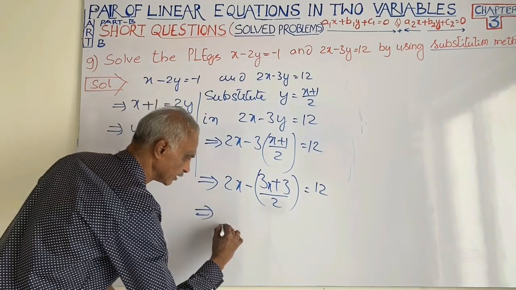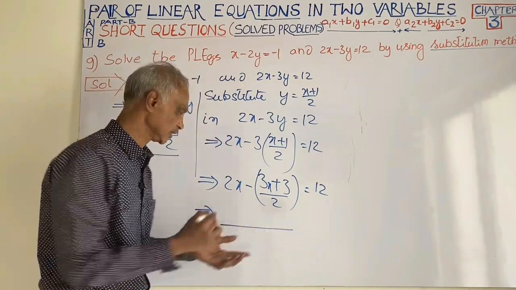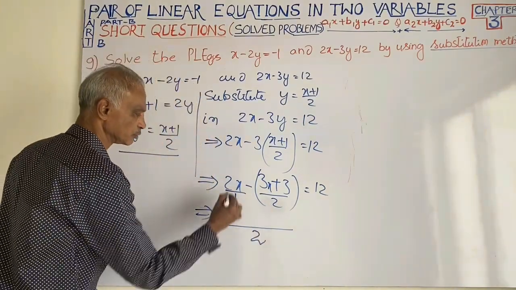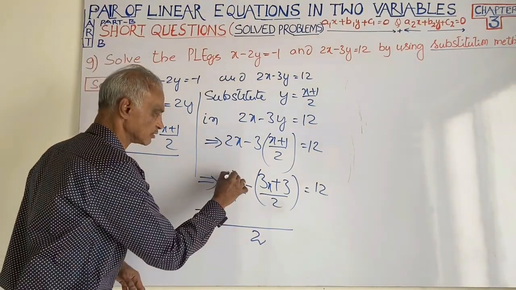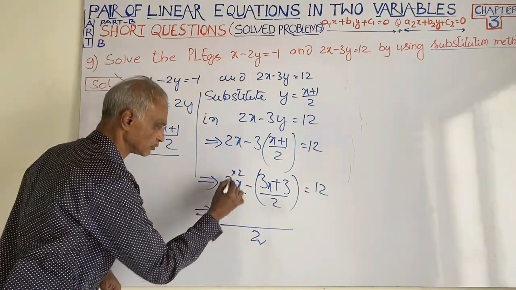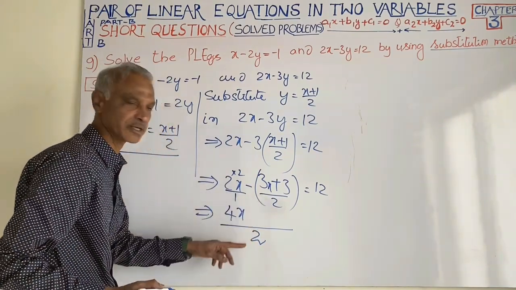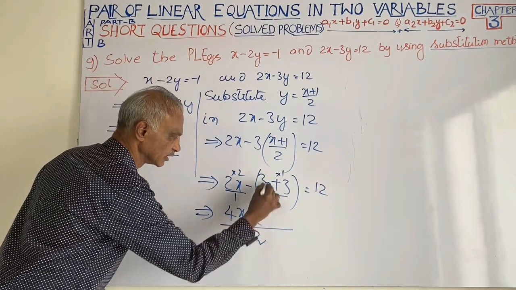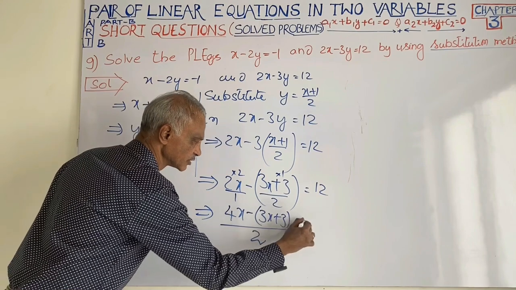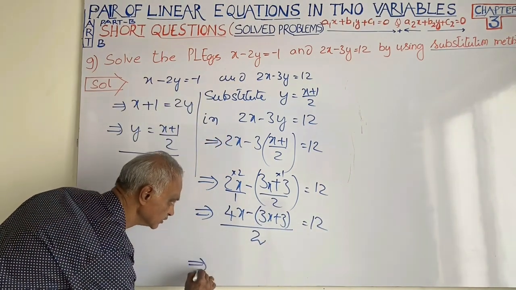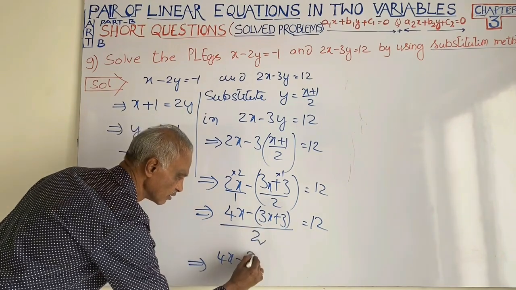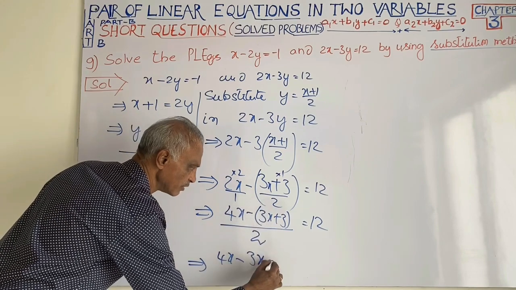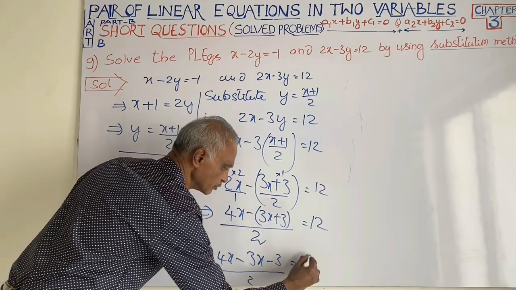Now you take LCM. What is the LCM here? Here you have 1, so the LCM is 2. 2 2s are, how many times will it go? 2 times. 1 2s are 2. 2 into 2, 4x minus. How many times will it go? Only 1 time. 2 1s are 2, means minus 3x plus 3 is equal to 12. Now, 4x minus 3x, and minus 3, minus common. Minus into plus minus 3 by 2 is equal to 12.